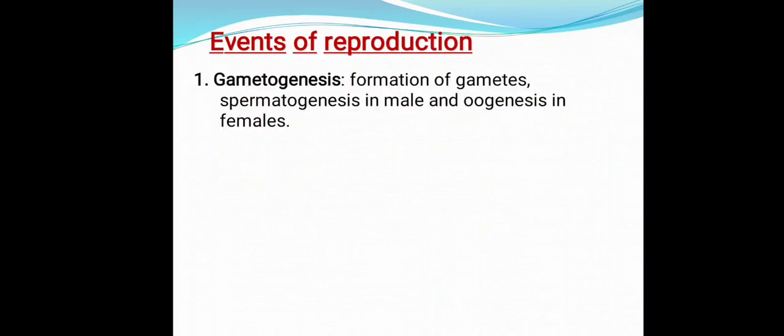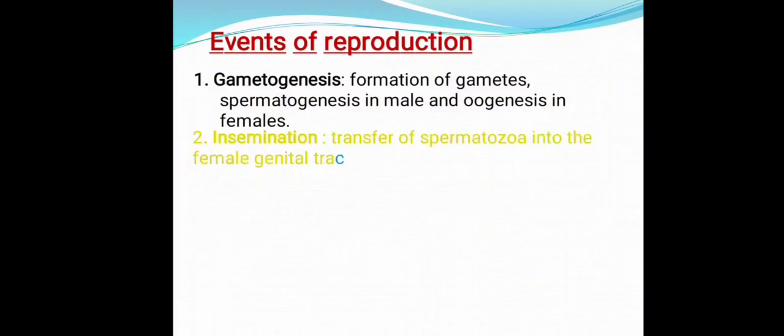Events of reproduction. The first event is gametogenesis, which is nothing but the formation of gametes. In case of male, it is called spermatogenesis, where the sperms are produced, whereas in case of female, it is called oogenesis, where the egg or ova are produced.